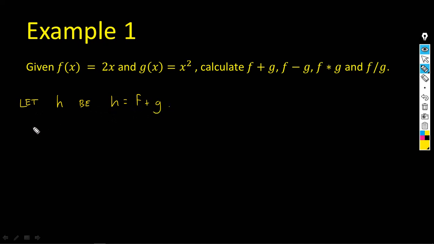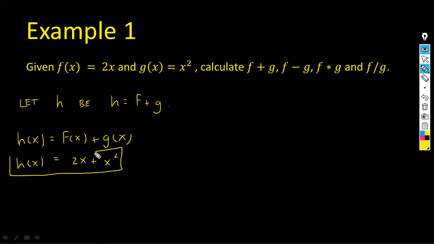And with this in mind, now all I can do is this. h of x will be equal to f of x plus g of x. And it's going to be the same as before, 2x plus x squared. So h of x, which is the addition of f plus g, is equal to 2x plus x squared. I like this better, instead of writing this, which is exactly the equivalent thing, okay? What I'm writing right now is exactly the same.